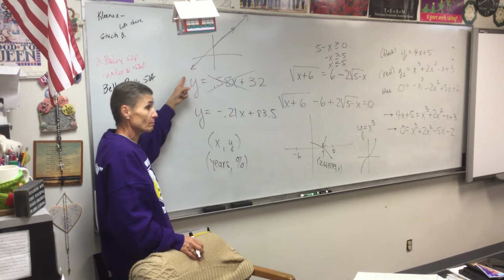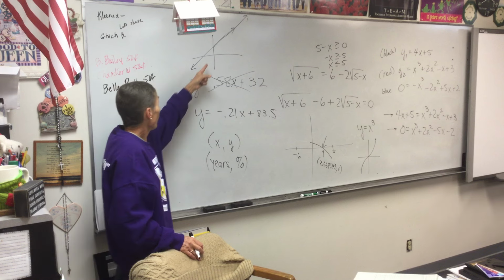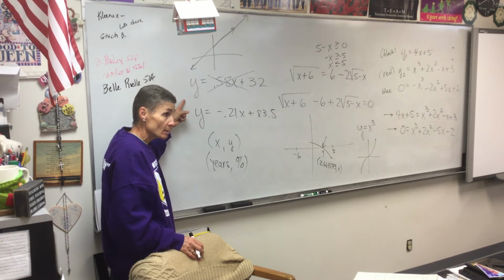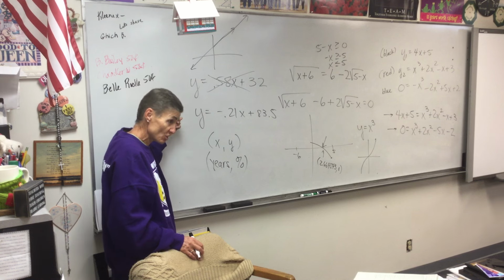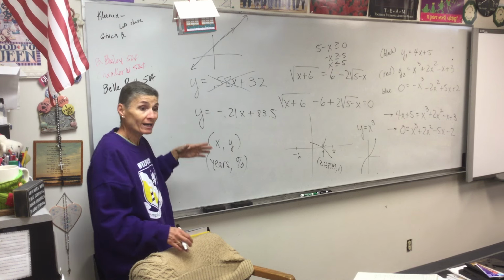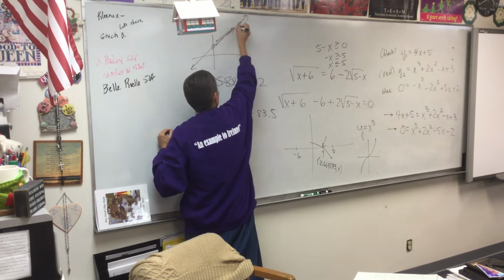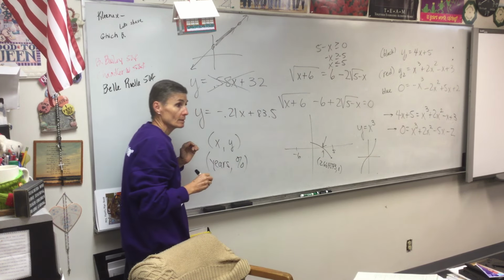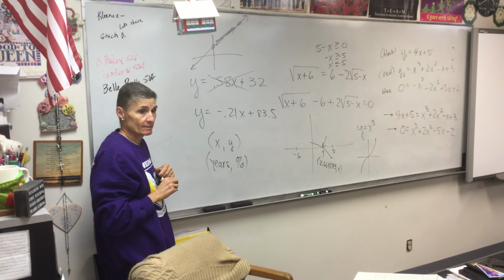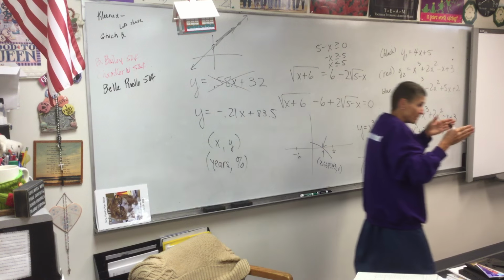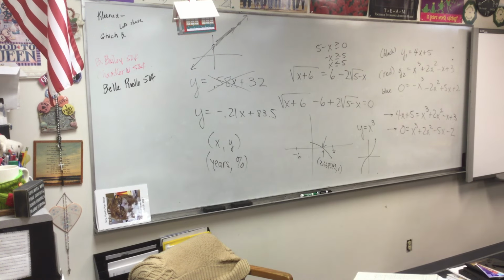Furthermore, what's wrong with the model on this end? What would all this mean? Negative years and negative percentages? So the model is good, but only for this section of it, right? The rest of it doesn't make any sense. And that's okay. I mean, that happens. You got to keep it in perspective of the problem.